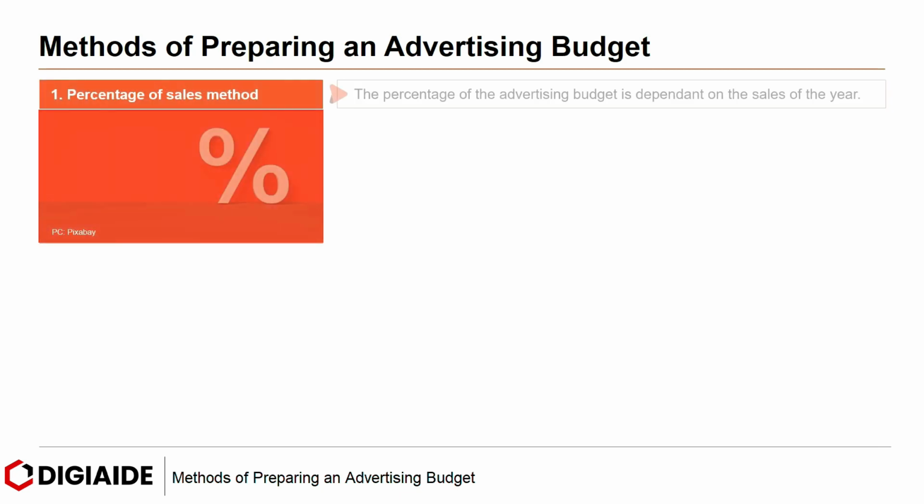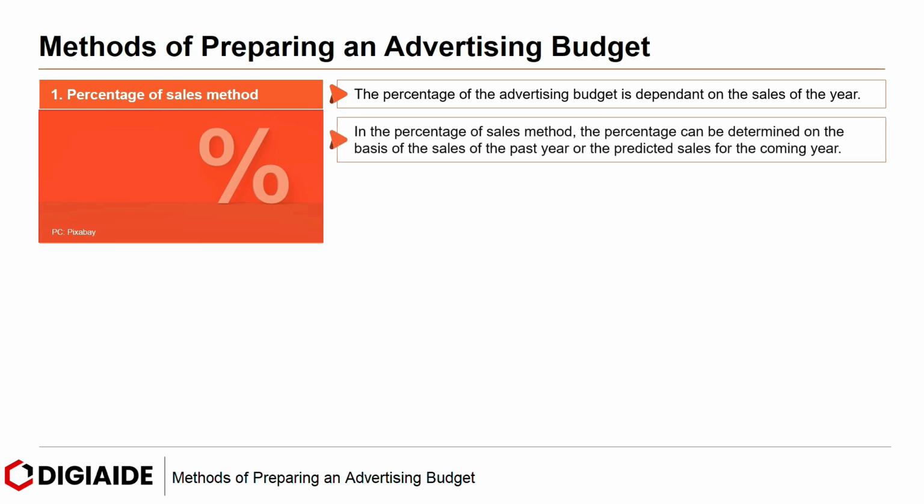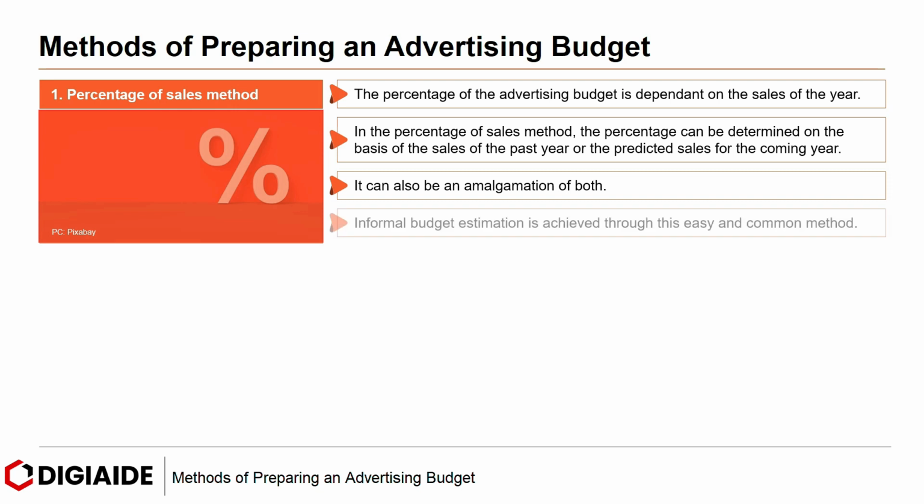The percentage of the advertising budget is dependent on the sales of the year. In the percentage of sales method, the percentage can be determined on the basis of sales of the past year or the predicted sales for the coming year. It can also be an amalgamation of both. Informal budget estimation is achieved through this easy and common method.